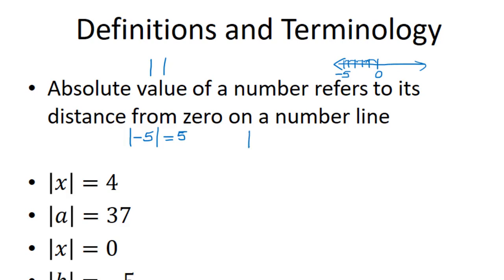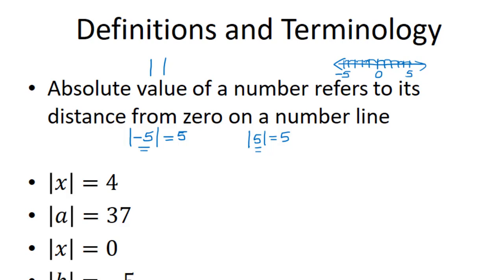What about the absolute value of +5? How far is that number from 0 on a number line? Well, +5 is just in the opposite direction, but it is 5 units from 0. So the absolute value of 5 is 5. So notice that a number and its opposite have the same absolute value, and that is because they are the same distance from 0, just in different directions.